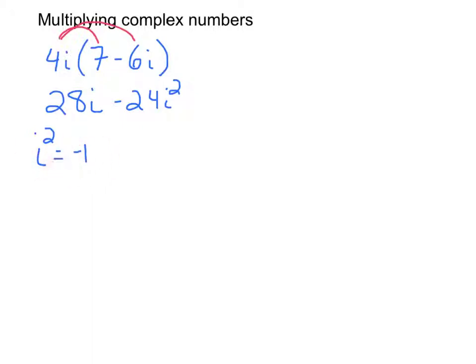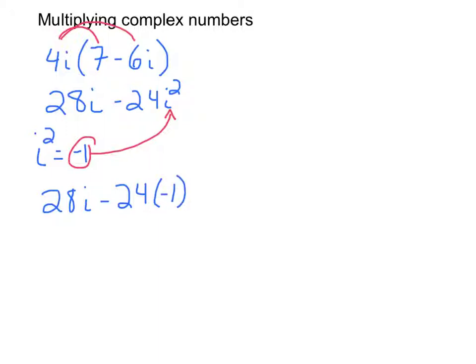So that's important because we're going to take this and plug that in right there. Instead of i squared, we're going to write it as negative 1. So let me rewrite this one. 28i minus 24, and instead of i squared, I know that i squared is negative 1. So I'm going to go negative 24 times negative 1.